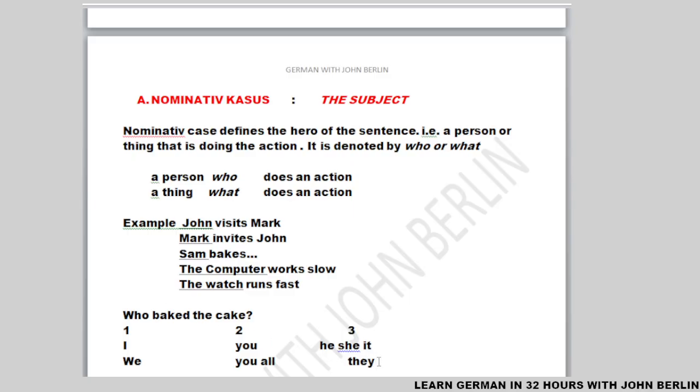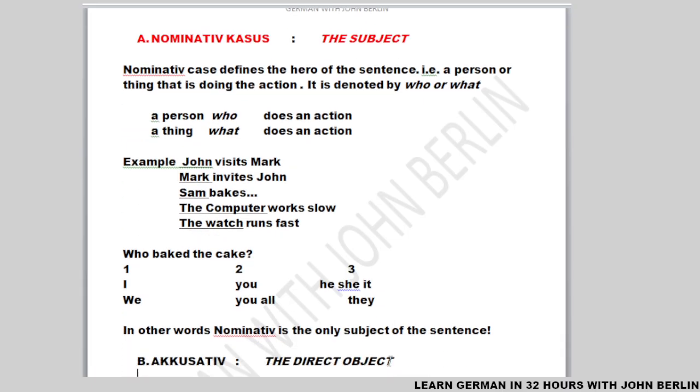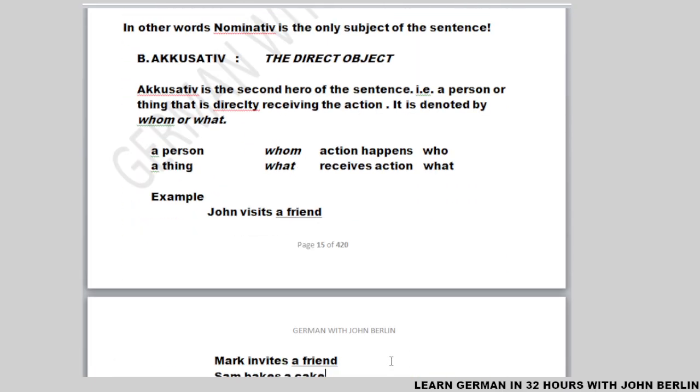So all these pronouns, I, you, he, she, it, we, you all, they, are the pronouns for the subject. And they are all nominative. We will be learning these pronouns in German as well. Perfect. I, you, he, she, it, we, you all, they. Perfect. Similarly, we could come to accusative.